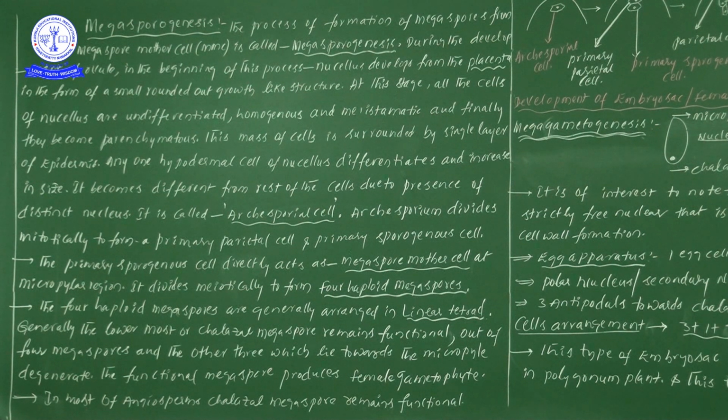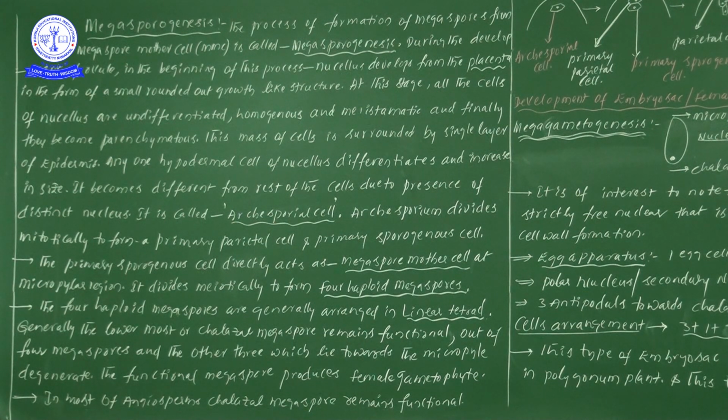First of all, the placenta is there. From this placenta the nucellus cells form as small rounded outgrowth-like structures. Undifferentiated cells mean all cells seem to be the same and have meristematic nature. Finally they develop into parenchymatous cells. Later this mass of cells is surrounded by a single-layered epidermis. Next, any one hypodermal cell of the nucellus differentiates and increases in its size. Here the group of cells, or mass of cells, is there.